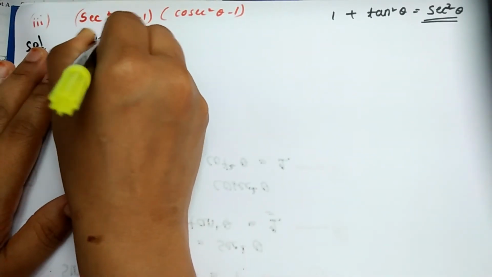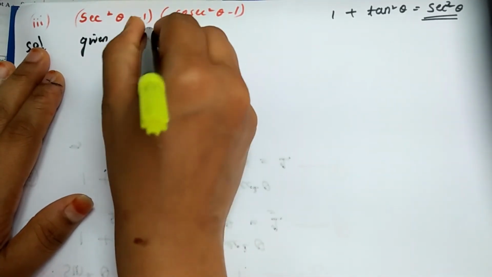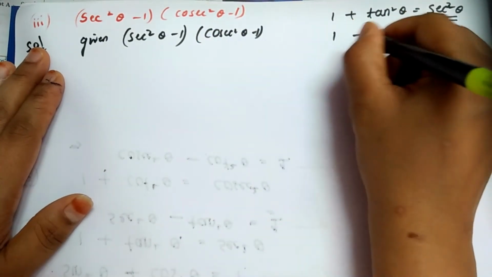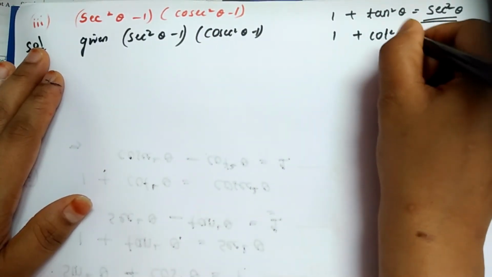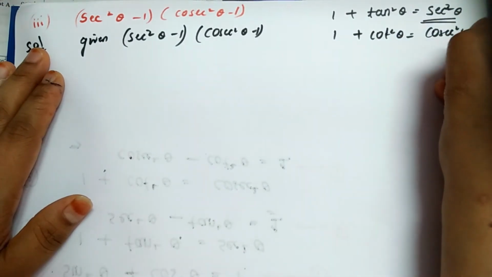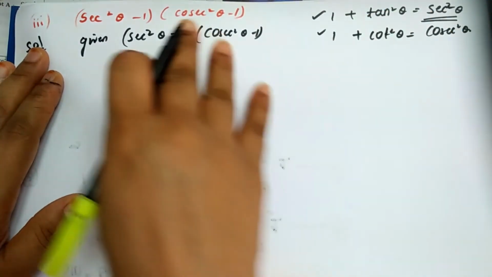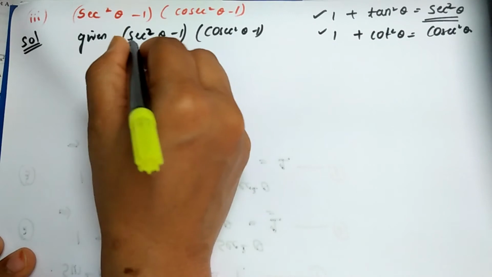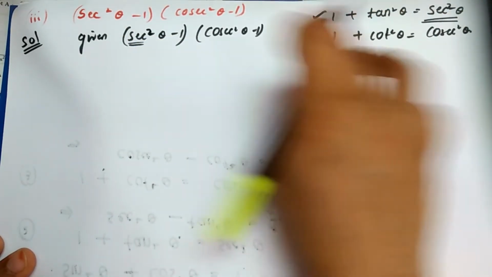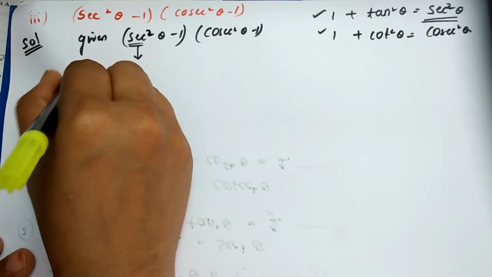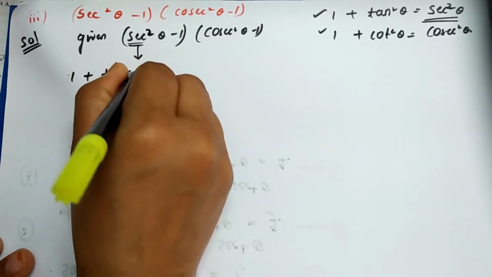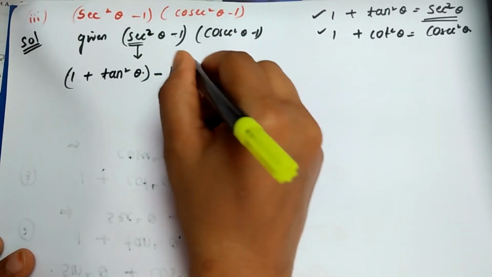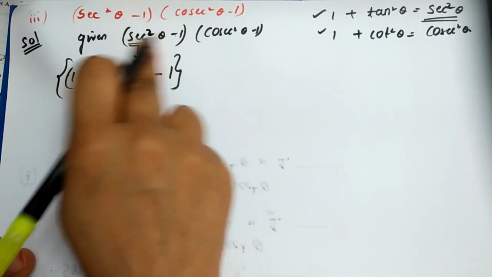So first we'll write the given value. It is secant square theta minus 1 into cosecant square theta minus 1. Also we know that 1 plus cot square theta is nothing but cosecant square theta, right? We will be using both these identities because it's pertaining to secant and cosecant. Okay, and it's a square also. So in place of secant square theta, we are replacing it with 1 plus tan square theta, right? And minus 1. Okay, we are done with it.